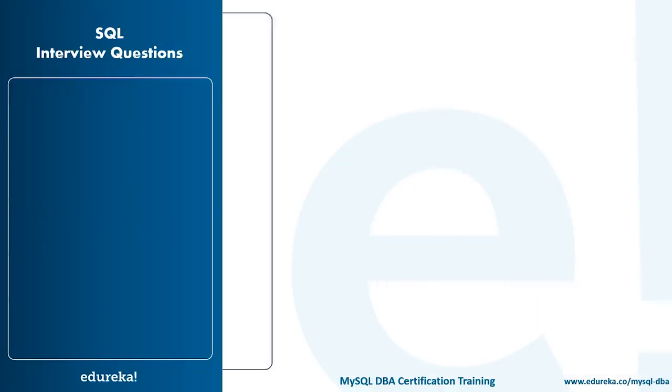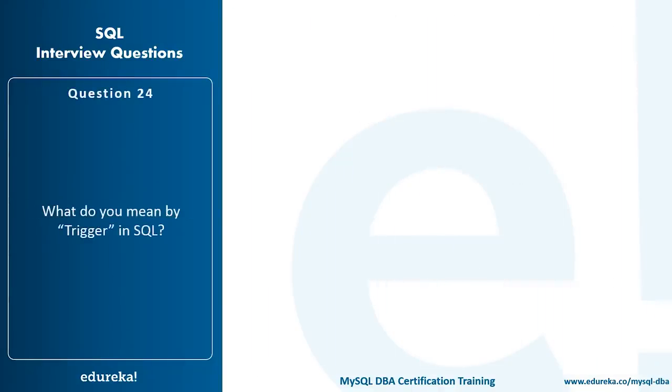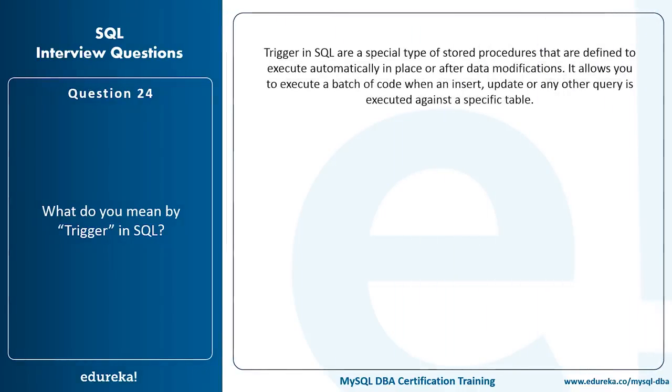Now let's move forward to our next question, that is, what do you mean by a trigger in SQL? Triggers in SQL are a special type of stored procedures that are defined to execute automatically in place of or after data modifications. It allows you to execute a batch of code when an insert, update, or any other query is executed against a specific table. So guys, there are mainly 6 types of triggers that you need to understand.